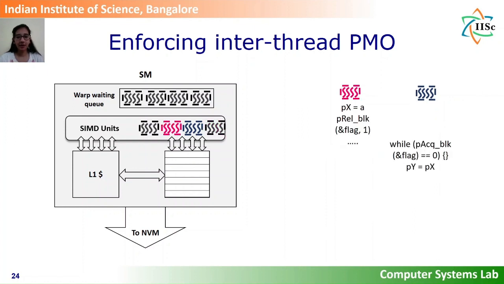Now let's examine how inter-thread PMO is enforced. First, a warp persists px and releases it. Then another warp acquires and persists py. Assume that the second warp tries to evict py before px is persisted, violating the PMO. The second warp is descheduled until the prior data is persisted, guaranteeing that the PMO is ensured.